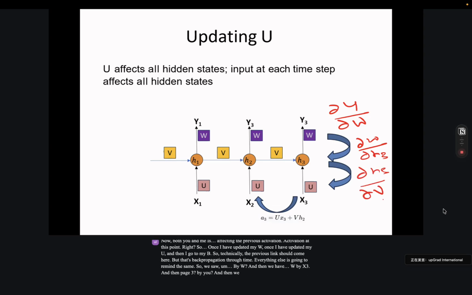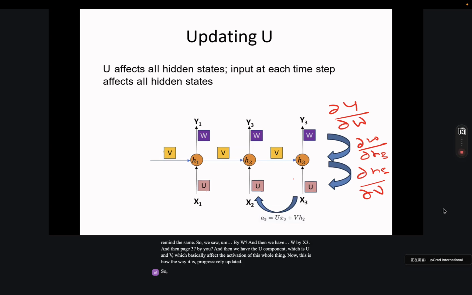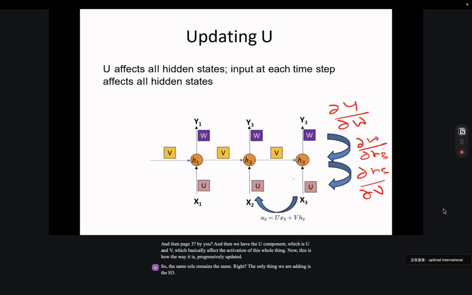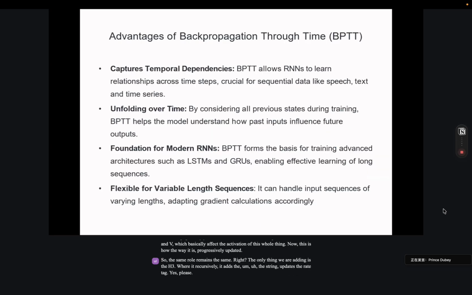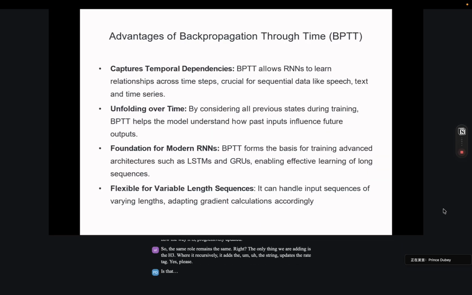And then we have the U component, which is U and V, which basically affect the activation of this whole thing. Now, this is how the weight is progressively updated. So the chain rule remains the same, right? The only thing we are adding is the H3, where it recursively adds this thing and updates the weight there. Yes, please. So U is always gonna influence the U weight, right?